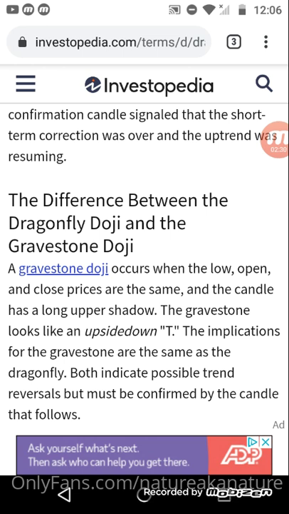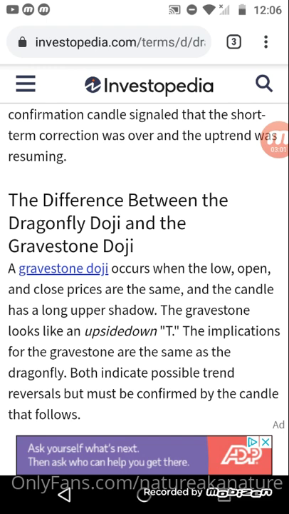So the Dragonfly is a reversal T. The Gravestone candlestick looks the same as the Dragonfly Doji, only it has a long upper shadow, and the Gravestone Doji looks like an upside down T. So it's just an upside down T from the Dragonfly Doji. The Dragonfly Doji forms a T, and the Gravestone Doji is an inverted T.